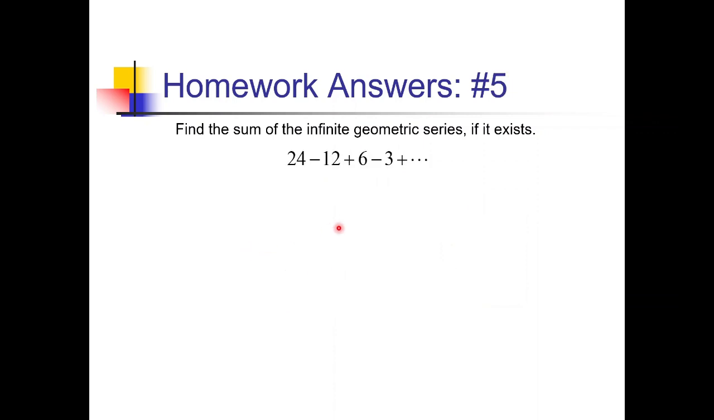For this problem, I want the sum of this infinite geometric series. So let's find our a1 and our r to start this off. a1 is this first term of 24. R is what I have to keep multiplying by. So if I do negative 12 divided by 24, that's going to be negative 1/2. And you could do any of these divided by the term before it. It comes out the same.